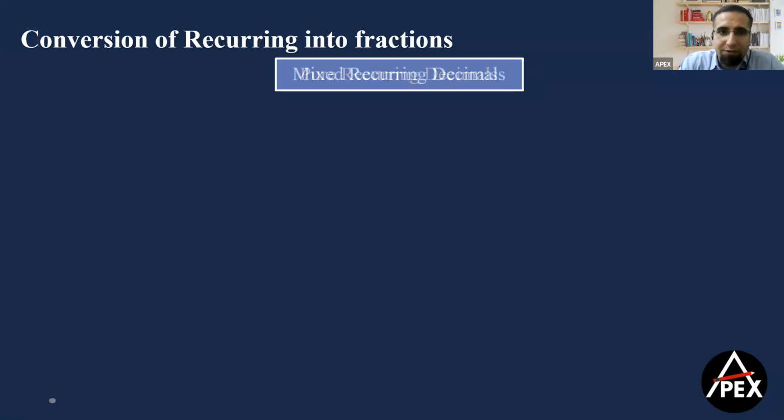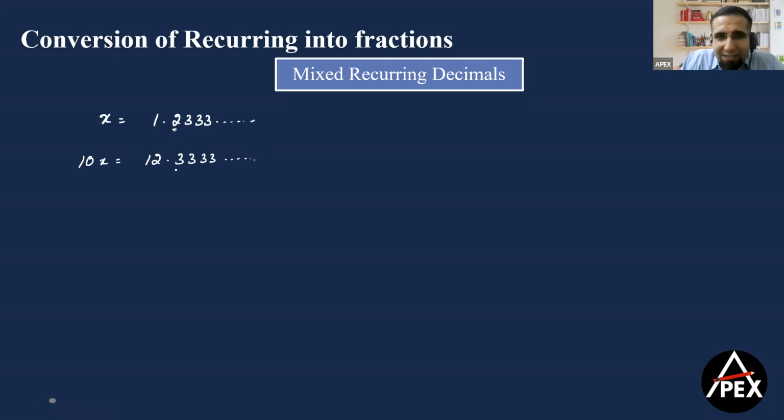Clear, guys? Now let's go to a mixed recurring decimal. Now what's a mixed recurring decimal? Let's take the first case. Let's say x is equal to 1.23333. Now, since 2 is not repeating, let's first multiply with 10. So we write 10x is equal to 12.33333.